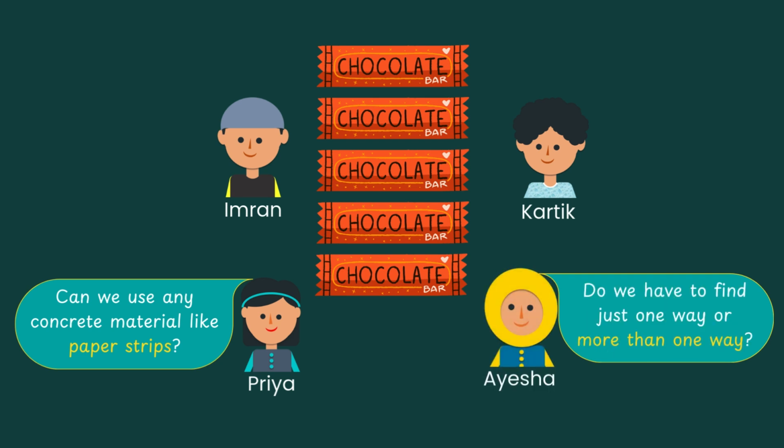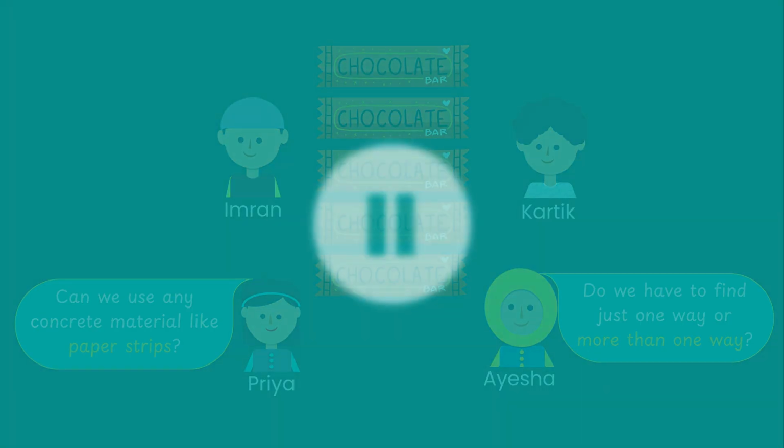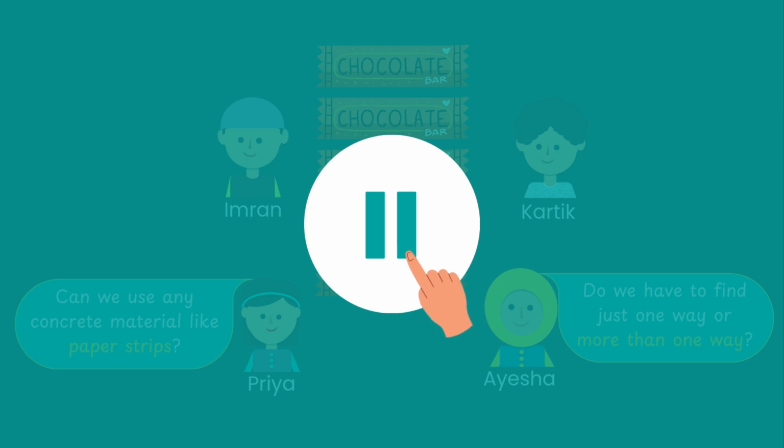Wonderful question, Aisha. Try to find more than one way to solve it. When we solve problems, trying different methods helps us learn more. Today, let's see if you can find method 1, method 2, and maybe even a method 3. Now, pause the video and see how you would share the chocolates equally. Take your time, and we will be right back.